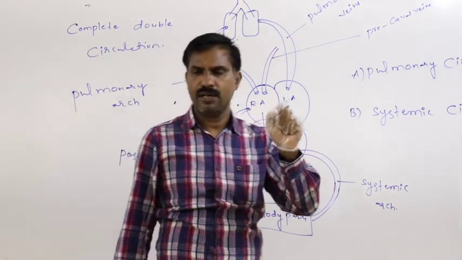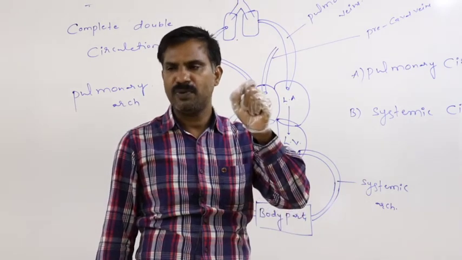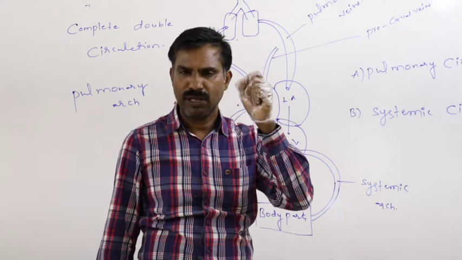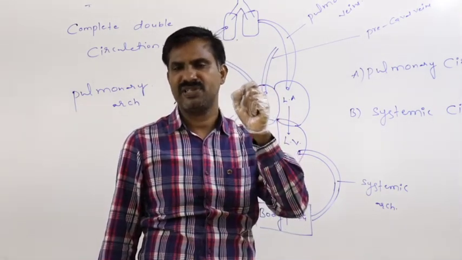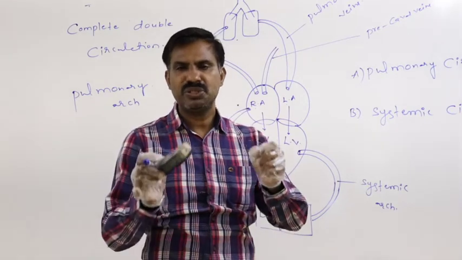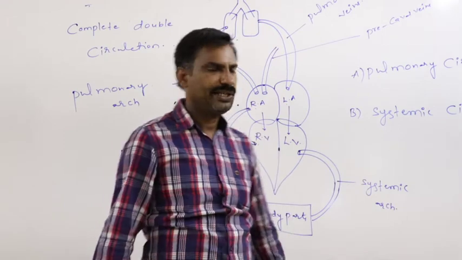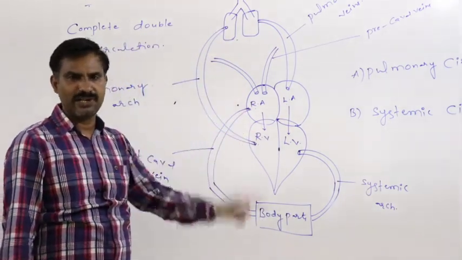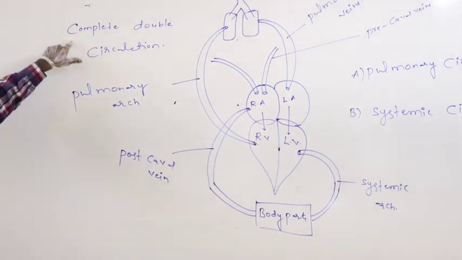In the case of complete double circulation, two circulatory pathways appear. One is pulmonary circulation, the second is systemic circulation. If these two circulations appear, and the oxygenated and deoxygenated bloods are circulated separately, then that is said to be complete double circulation.